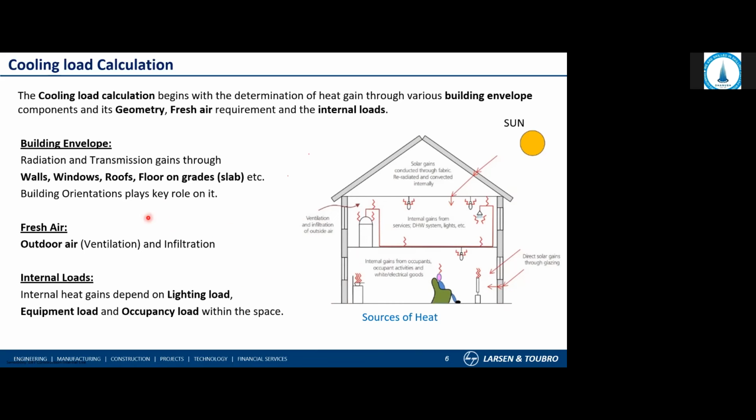As I said, fresh air is a major heat source. We cannot compromise on it. We have to provide that. And then obviously the internal loads. Internal loads basically comprise the lighting, the equipment inside the space, and obviously the occupants. Each and every occupant, we as human beings, release heat in terms of sensible and latent. So quite a lot of heat we also generate inside the space as per our activity level.